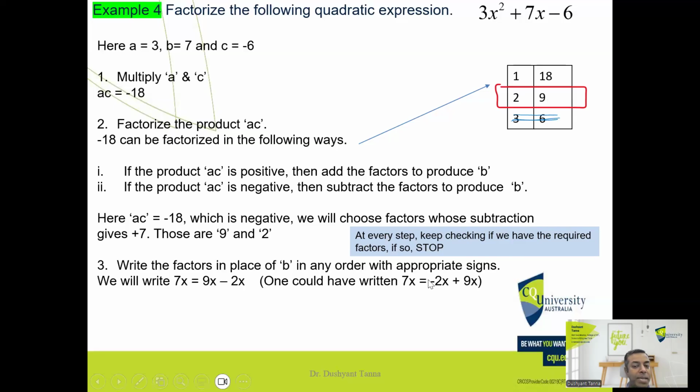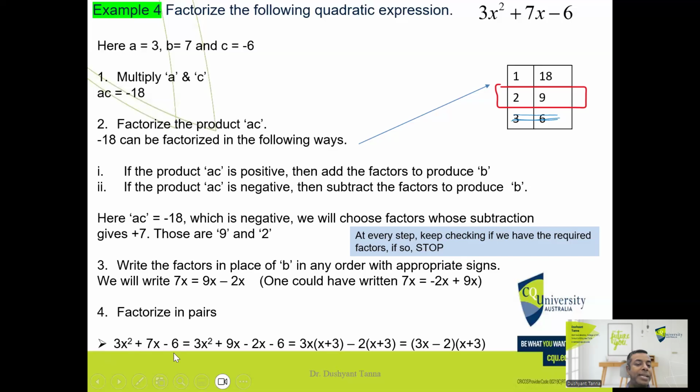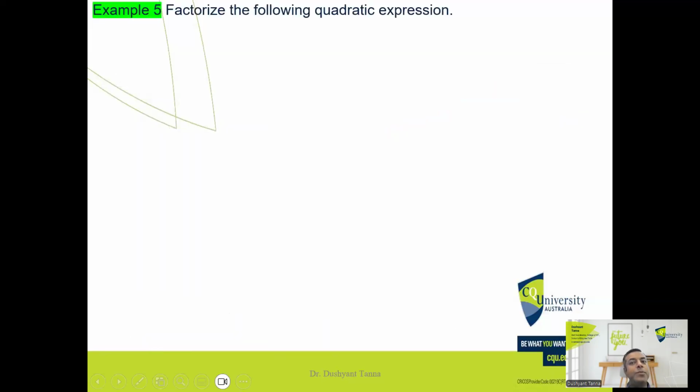Write the factors in place of B in any order. So 7x I will write as 9x minus 2x. So what I got finally: 3x squared plus 7x minus 6. This 7x I have rewritten as 9x minus 2x, and then I work them in pairs. 3x common, x plus 3; minus 2 common, x plus 3. Again x plus 3 common, and what remains is 3x minus 2. Makes sense? Good. If so, try this one.